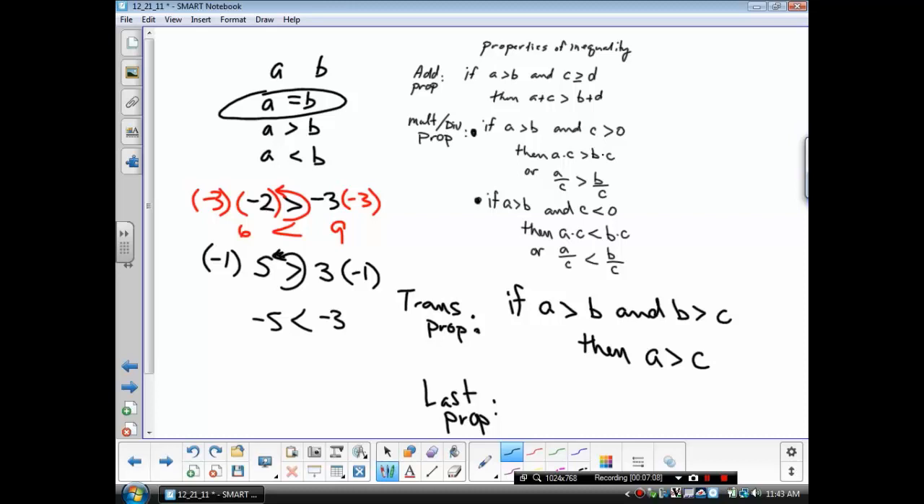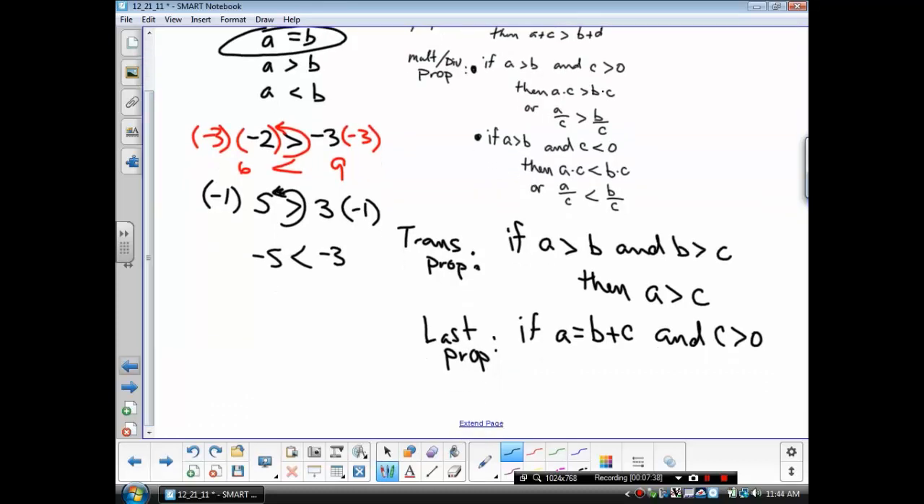So what it says is, if A equals B plus C, that's the way it starts, and C is positive, so if that's the case, then A must be larger than B. So if A equals B plus a positive number, then A is actually to the right of B on the number line. So A must be greater than B.